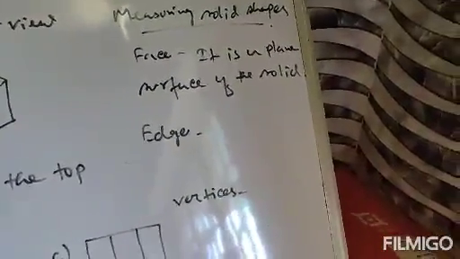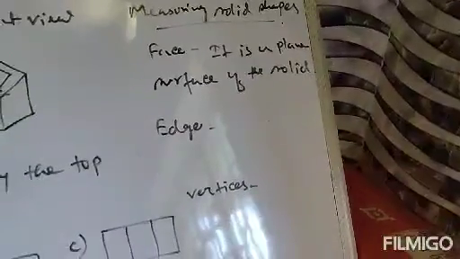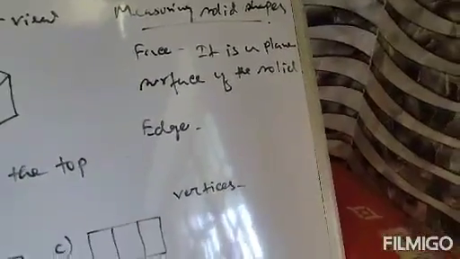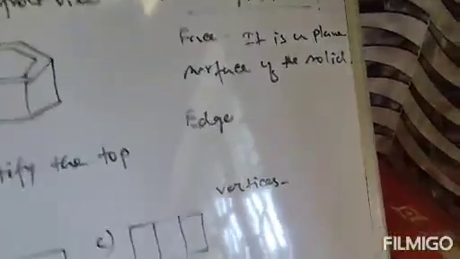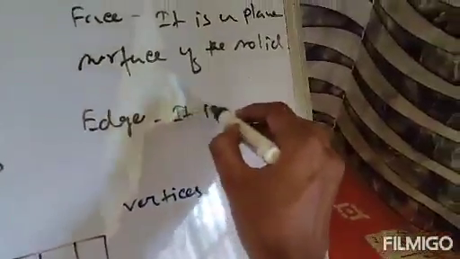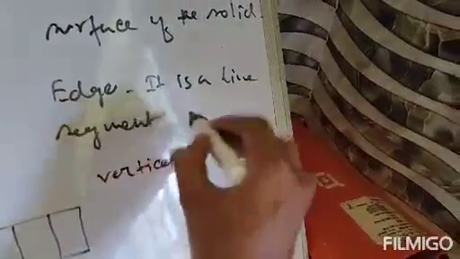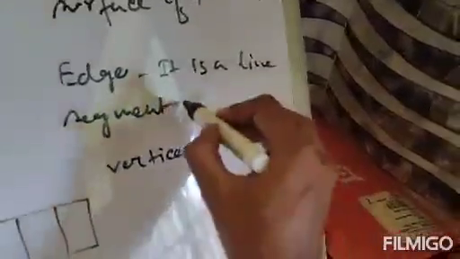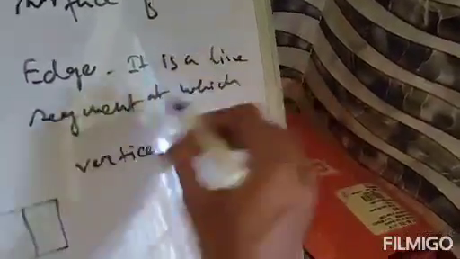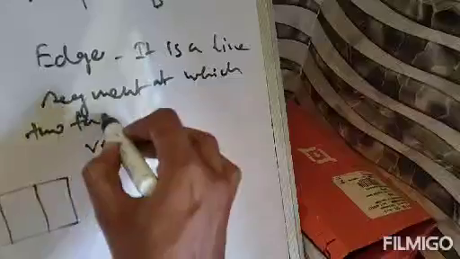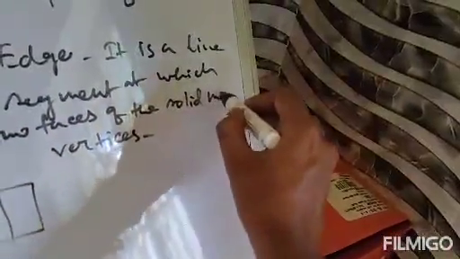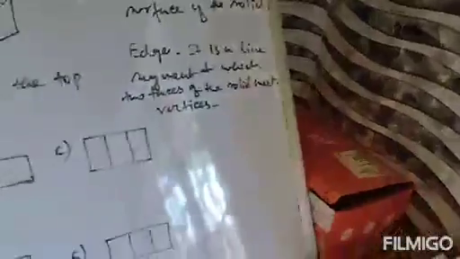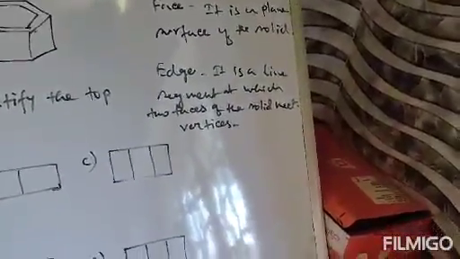Coming to edge, edge is a line segment. Edge is a line segment at which two faces of the solid meet. When two faces of the solid meet, that line segment will be known as an edge. So edge is a line segment at which two faces of the solid meet.